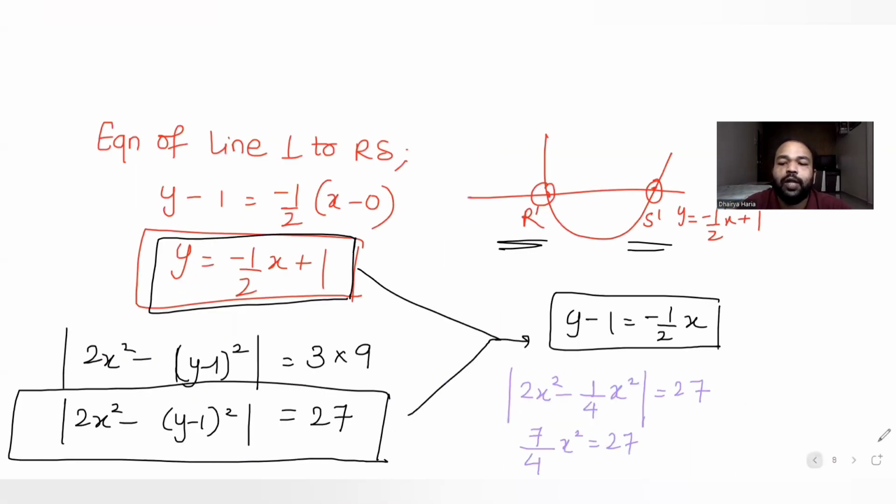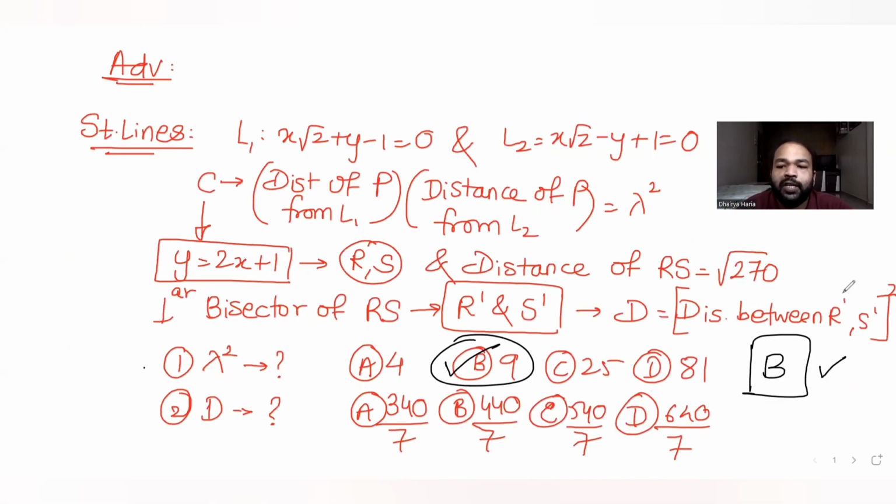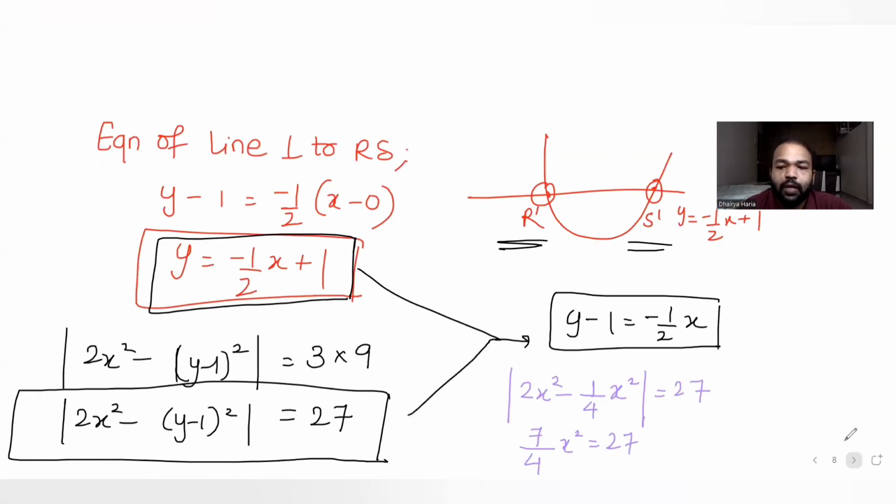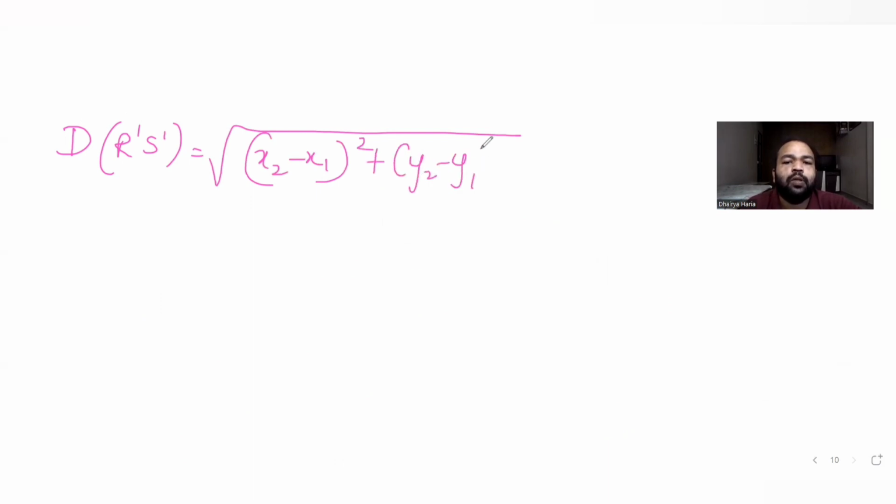Now you have been told to find the square of the distance between the points R' and S'. That is equal to D. So let's try to do that. I already know the distance d between R' and S' is given by root of x2 minus x1 the whole square and y2 minus y1 the whole square. We have been told that the distance between R' and S' is small d, but capital D is given by the square of the distance between R' and S'.